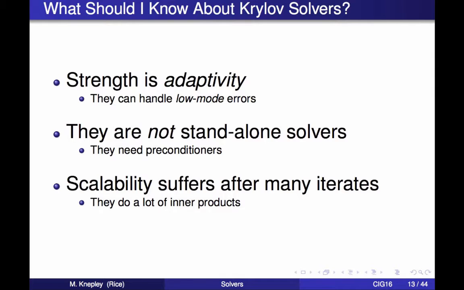So the thing to remember about Krylov solvers is you should never be doing a lot of iterates on a Krylov solver, ever. If you find yourself doing hundreds of iterates, then something is horribly wrong, and thousands of iterates, you've completely lost your way. You should be doing 10, preferably, or 50. And as soon as you start doing a lot of iterates, scalability will suffer because you're doing a lot of inner products. And for parallel machines, inner products are just about the worst thing you can do right now, except maybe what you do with FFTs, which is all-to-all communication.